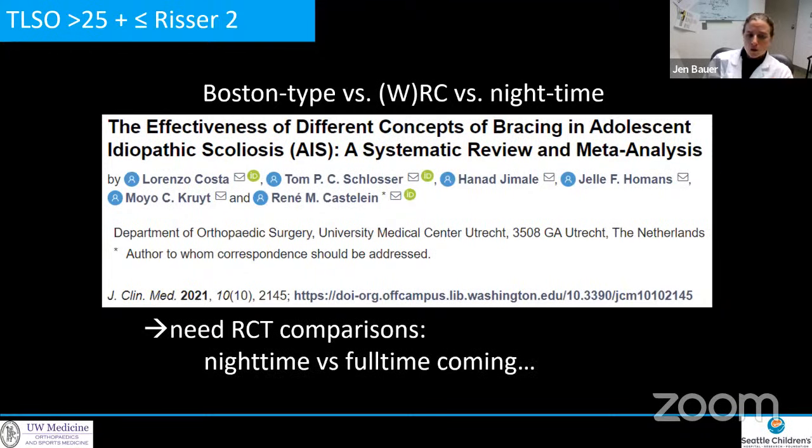And right now we're really working on some randomized controlled trials. I'm involved in two of these studies to try to figure out what this answer might be. So is this the end all and be all though? TLSO greater than 25 degrees, RIS 2 or less?